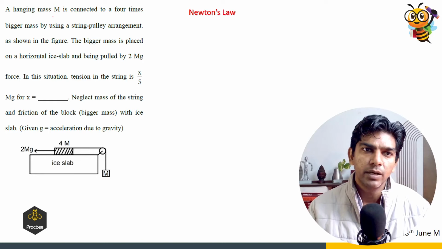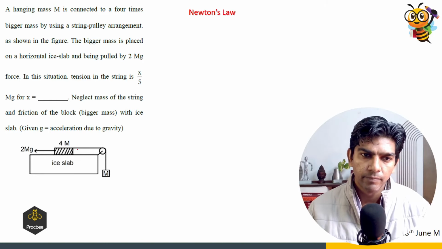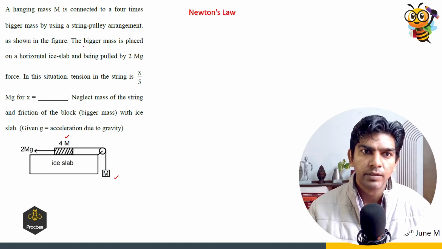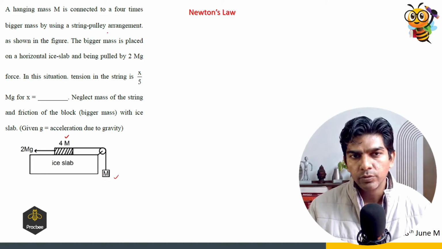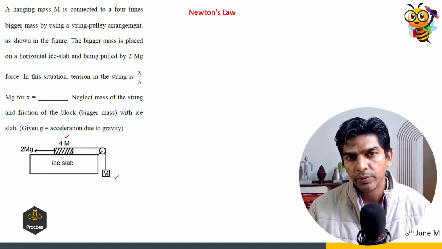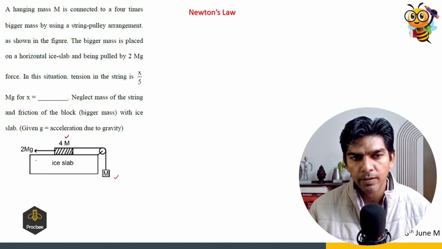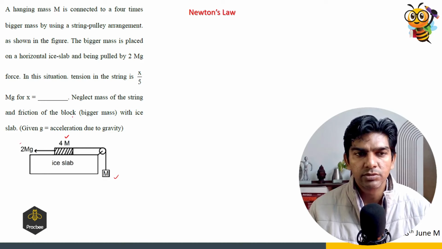A hanging mass m is connected to a 4 times bigger mass. So this is 4m, this is m. By using a string pulley arrangement as shown in the figure, the bigger mass is placed on a horizontal ice slab and being pulled by 2 mg force. So we are pulling it in the left direction with 2 mg.